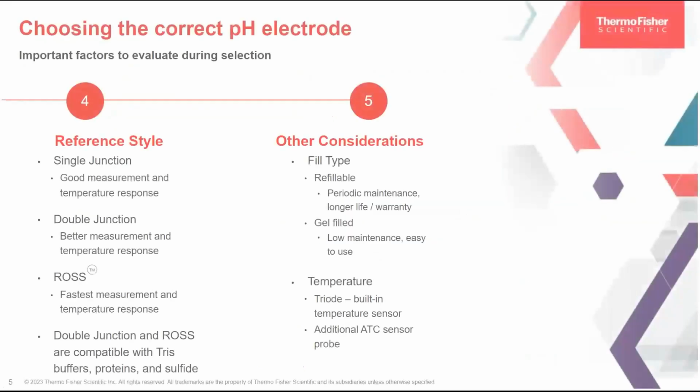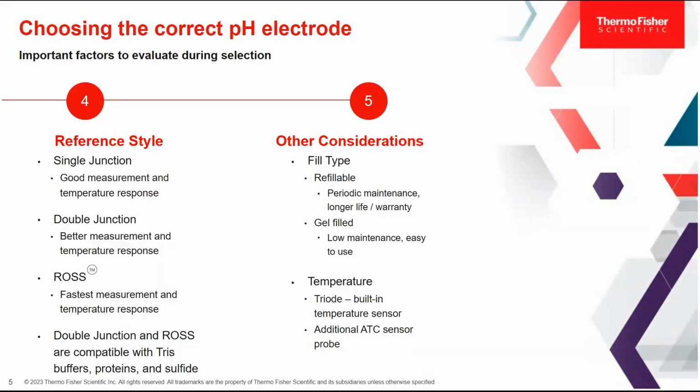Now let's look at reference styles. The single junction is a general purpose reference system, tried and true, and provides good measurement and temperature response. The double junction reference system has a better measurement response than the single junction version and is compatible with buffers and proteins. But the Thermo Scientific Orion Ross junction is compatible with buffers and proteins and also provides the fastest temperature and measurement response when compared to conventional electrodes. When we go to the immersive lab, we'll look at some of the Ross family of pH electrodes.